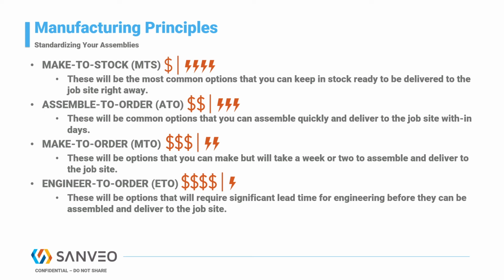As a general rule, the less common the assembly is, the more expensive it will be, and the longer it will take to deliver the assembly to the job site. I think everyone would agree if we could use assemblies that are cheaper to make and can be delivered to the job site faster, that is what we would prefer.